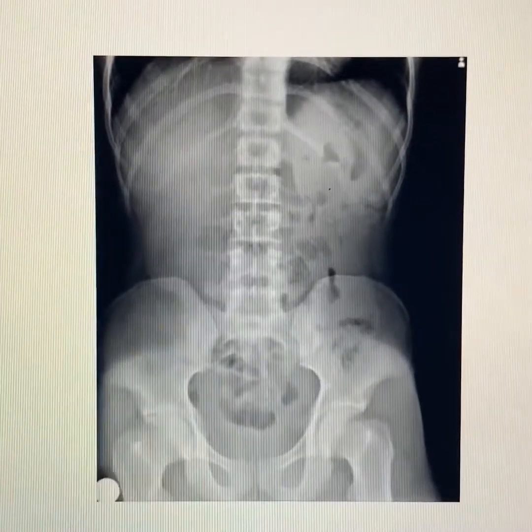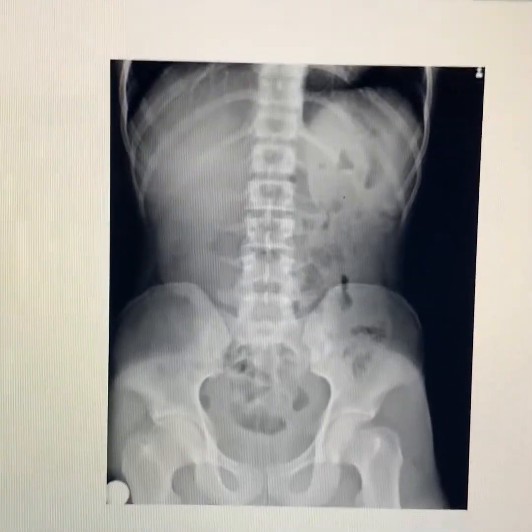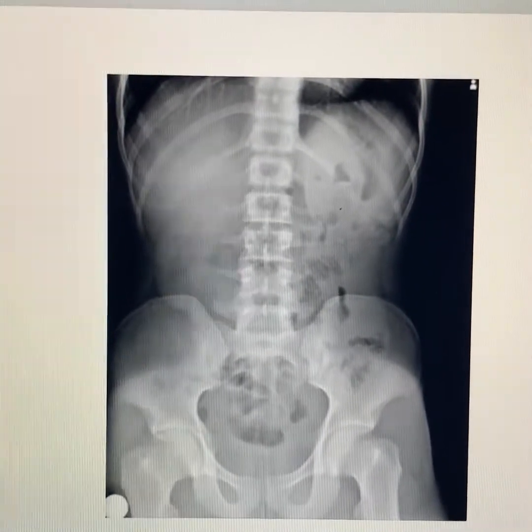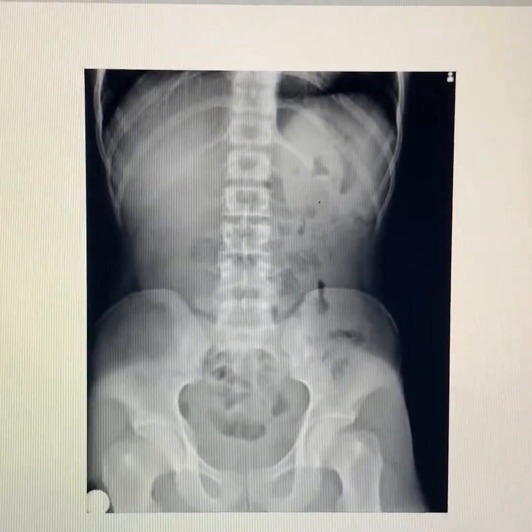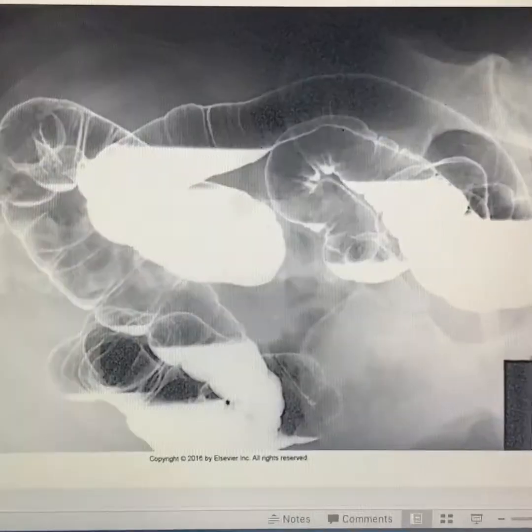So here I have a scout image. Basically, it's a KUB for the radiologist to look at to make sure that the patient followed the proper instructions and to see if the large colon has been properly cleaned out.